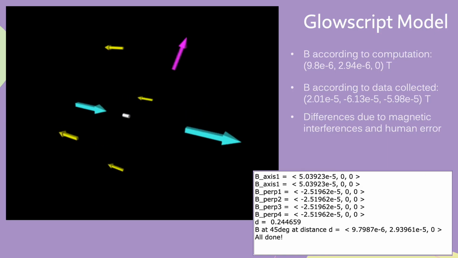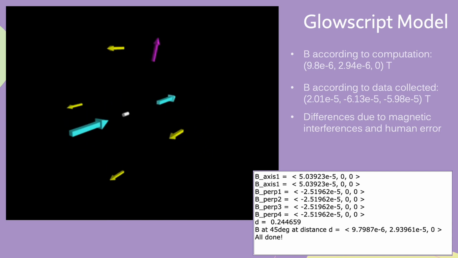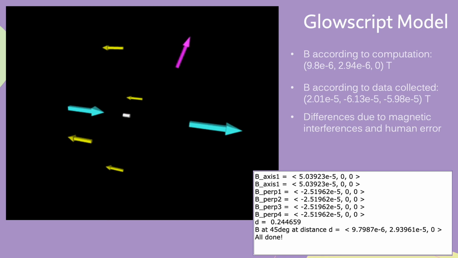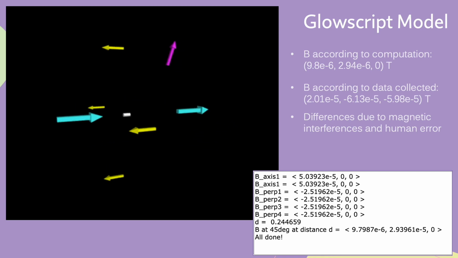Here is the resulting Glowscript model and the computer calculated magnetic field values. The Glowscript computed magnetic field values are quite different to those collected, most likely due to magnetic interference and human errors while collecting the data.